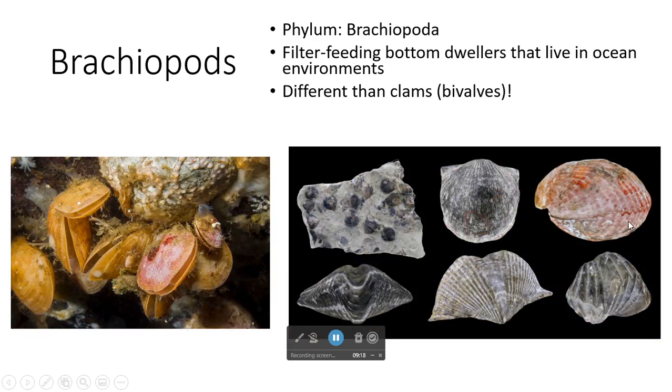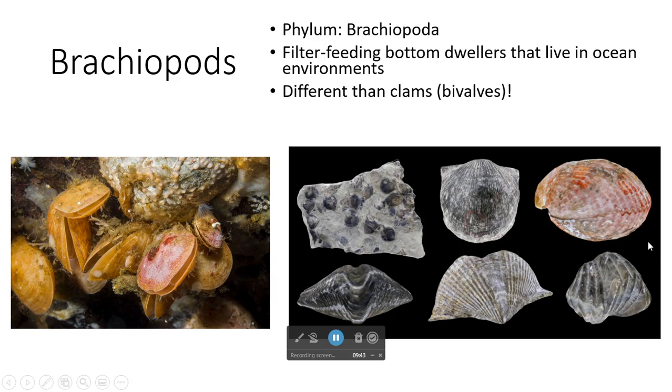Brachiopods are another group that you might find at Schramm Park, so if you're looking, take a look for these shelly organisms. These are also filter-feeding bottom dwellers that live in ocean environments. You can see their modern relatives today on the left in that image, but they don't have a very diverse group today. They were extremely diverse in the Paleozoic.